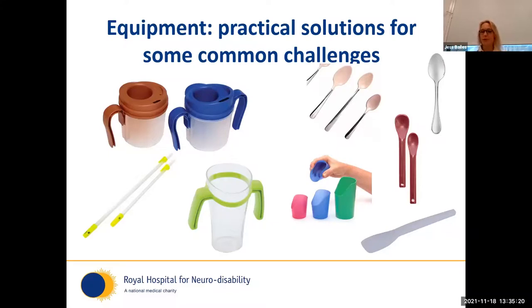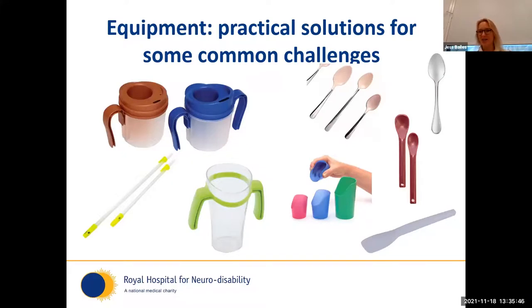Thinking about bolus size again, we use a lot of maroon spoons here to make a smaller bolus. They also help people who have less coordination not bang into their teeth, which can be quite uncomfortable. And the white spoon you see at the bottom there is very flat, really helpful in those that might have minimal mouth opening. They can also be cut and shaped to suit the individual.